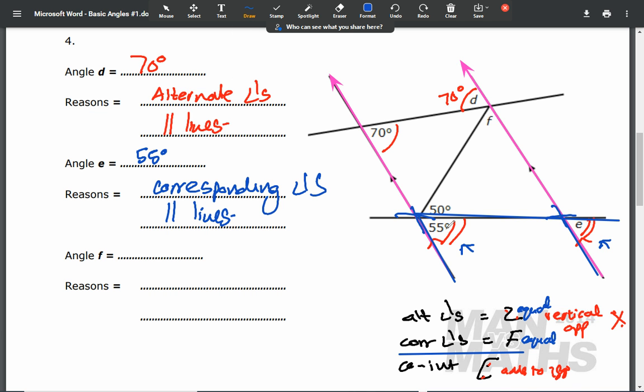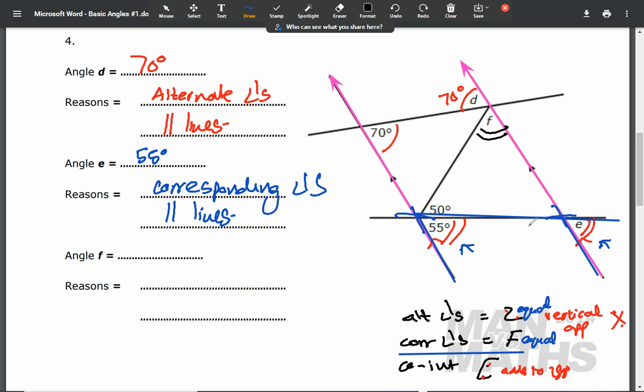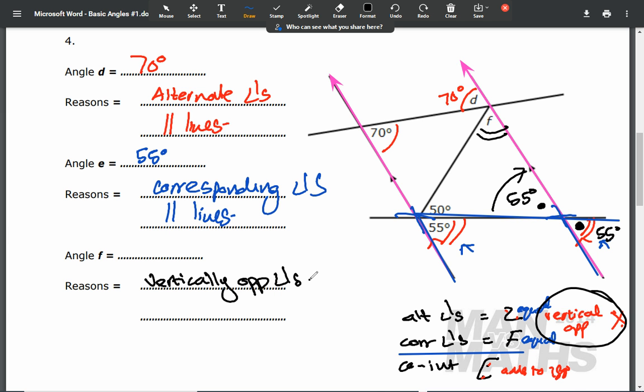Okay. Angle F. Angle F is this one over here. But don't forget, once you have an answer, write it in. So let's write it in here, 55 degrees. I can use 55 to get F because those two angles are vertically opposite angles. They're equal. So I can write that as 55. So I would say, firstly, one of the reasons I use is vertically opposite angles.